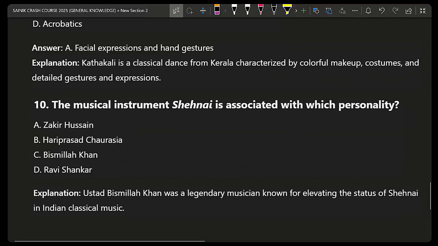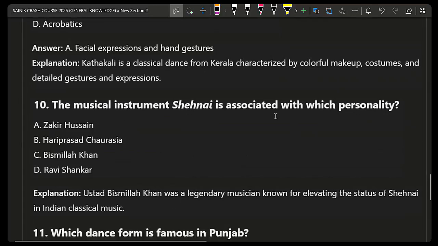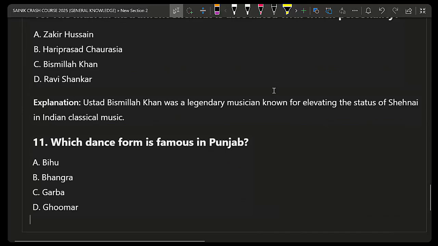This is a famous question, and I think everybody knows about this. Which dance form is famous in Punjab? Bihu, Bhangra, Garba, Ghumar.